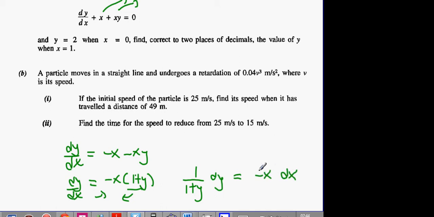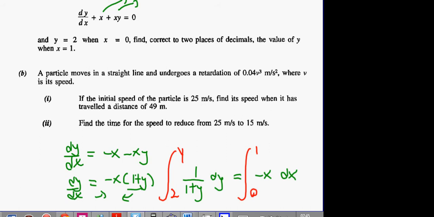Okay. Now, what we can do next is match up their limits. So we're going to integrate both sides. Now, it wants me to find the value of y when x equals 1. So I can put y here and x equals 1 up here, so that both limits match each other. Okay, and we also know that y is 2 when x equals 0. So that's me pairing off my limits.